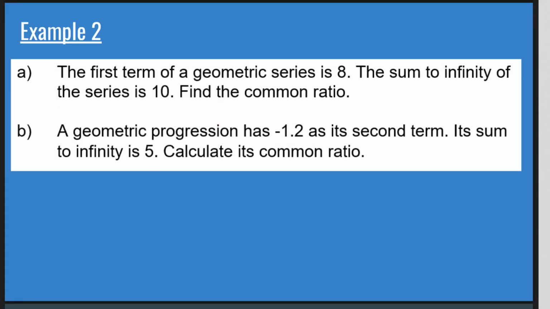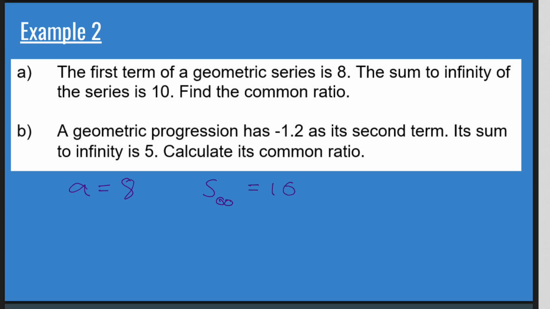So, final notes for your book. Pause this here, there's a worked example, and 2 questions for you to have a go at. And then we'll have a little summary. So pause this video here, copy the examples down, and I'm going to go through them with you. Going through the first one. The first term of a geometric sequence is 8, so I know a is 8. The sum to infinity is 10. Sorry, can't get my numbers right. Sum to infinity equals 10.